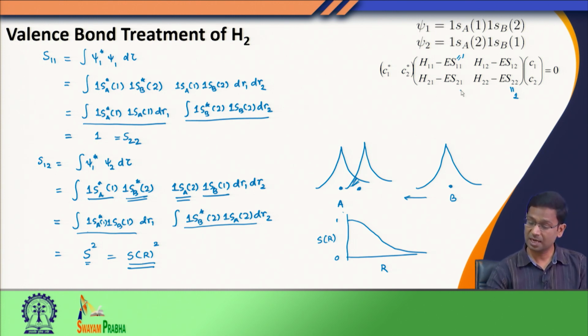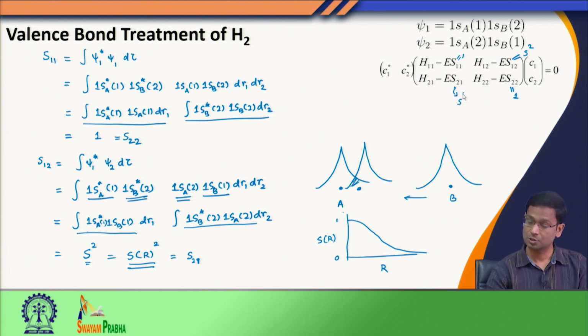So, we see that S11 becomes 1, S22 becomes 1, and S12 is what we obtained as S square, where S is simply the overlap of the 1sA and 1sB orbitals. Similarly, you can show this is also going to be the same as S21.